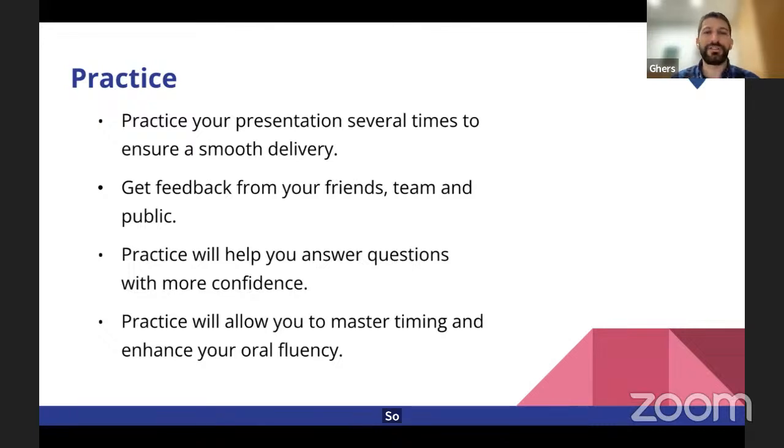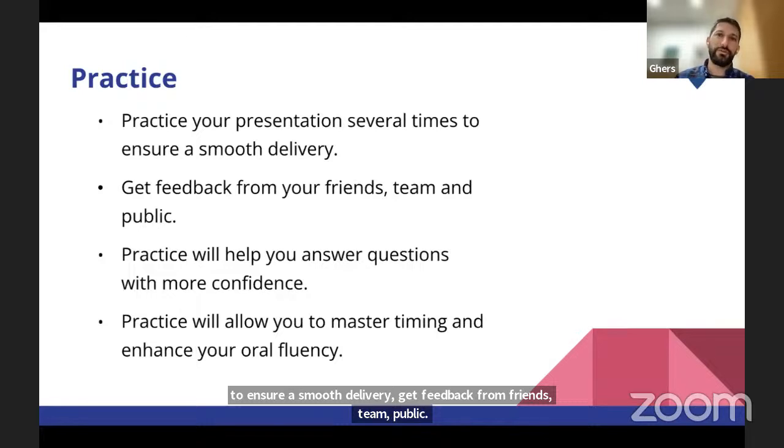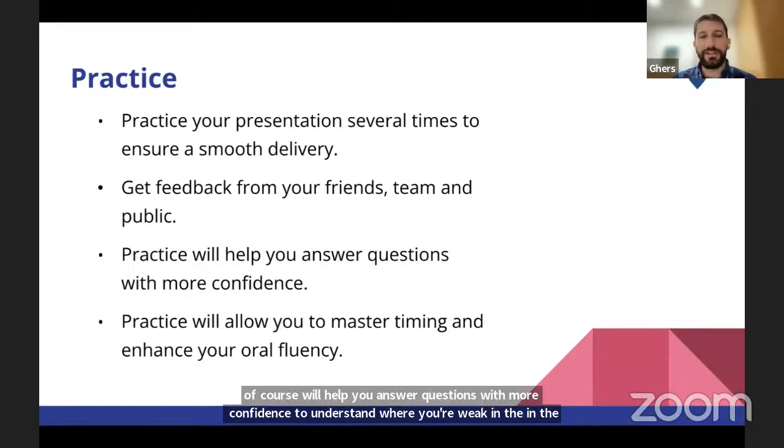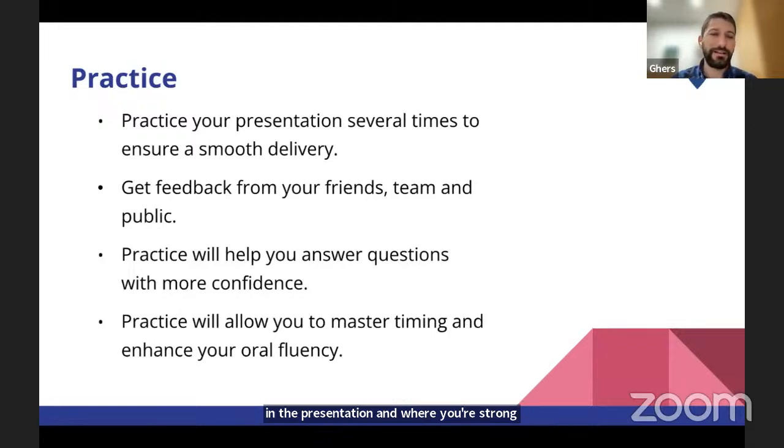The idea is to practice your presentation several times before any meeting to ensure a smooth delivery. Get feedback from friends, team, public. Practice, of course, will help you answer questions with more confidence, to understand where you're weak in the presentation and where you're strong. Practice will allow you to master the timing and enhance your oral fluency.